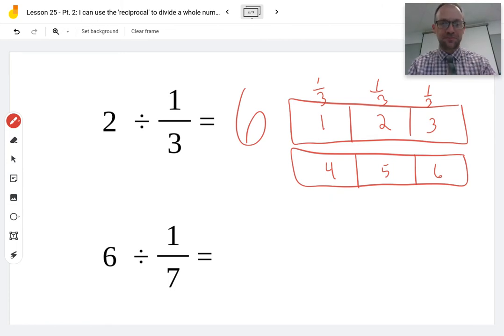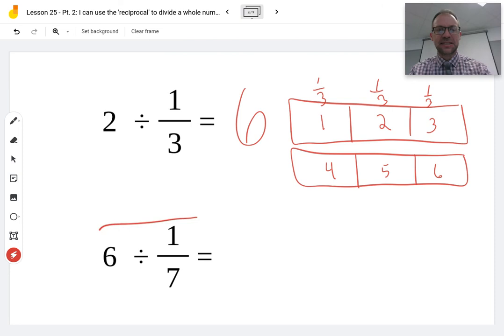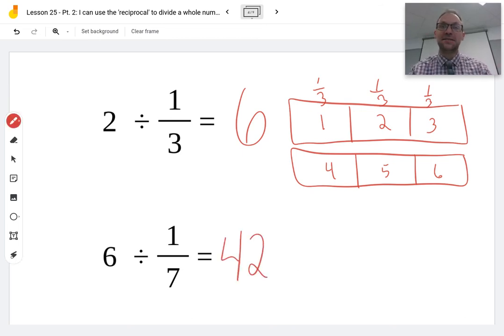Let's try another one. Here we have 6 divided by 1/7. What is the quotient to this problem? Okay, did you say, all right, I see in my mind's eye 6 bars, and each bar has 7 pieces because I'm dividing each into sevenths. And that means that 6 times 7, well, that's 42. My answer should be 42. And in fact, it is.